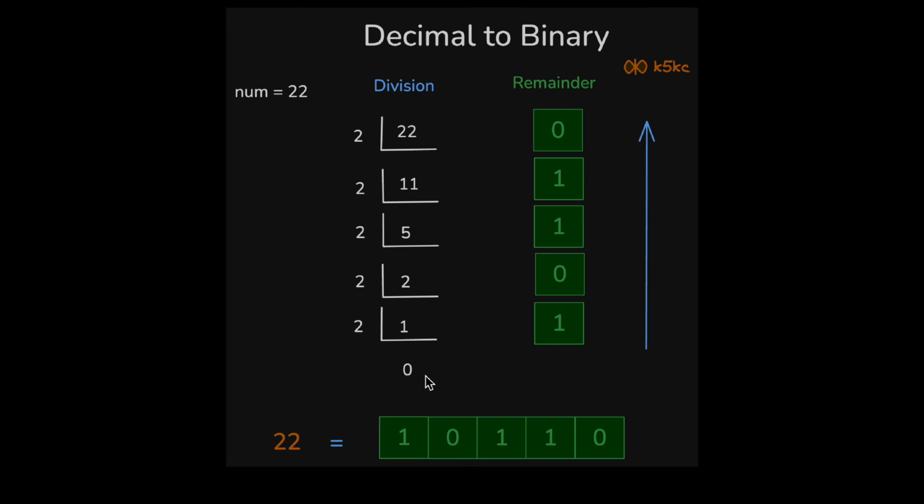Because of this, our conversion is complete. So we will now write the results in reverse order. That is, the last digit we got will be written leftmost. So it will be 10110. So that's how we convert a decimal number to a binary number system.